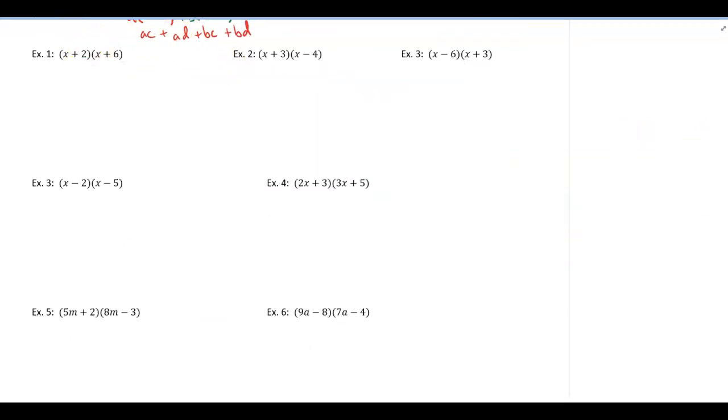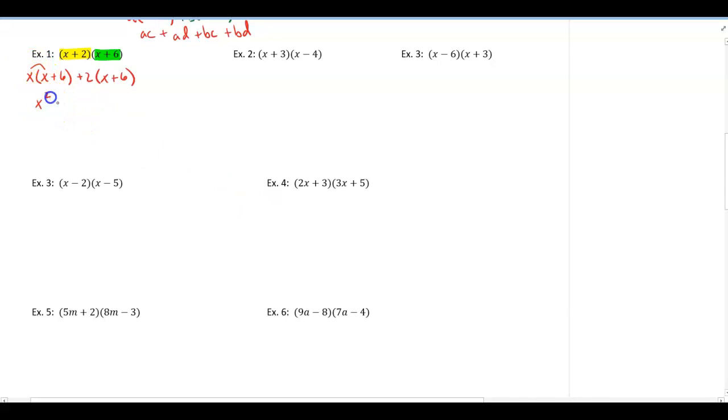So when I look here, I'm going to distribute everything in this quantity to everything in this quantity. So I'm going to pull out the first x. I'm going to distribute it to x plus 6. Then I'm going to pull the 2 out and distribute it to the x plus 6 also. So now all I'm going to do here is show my distributions.